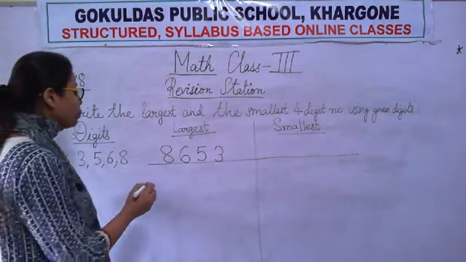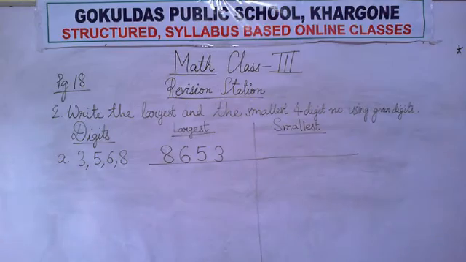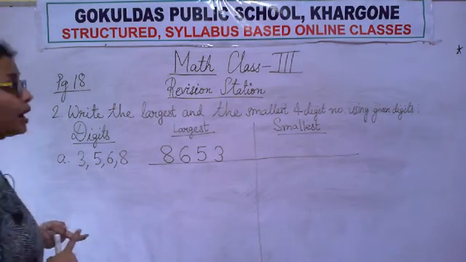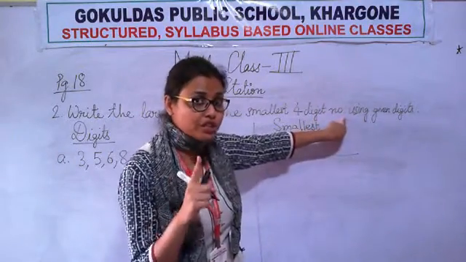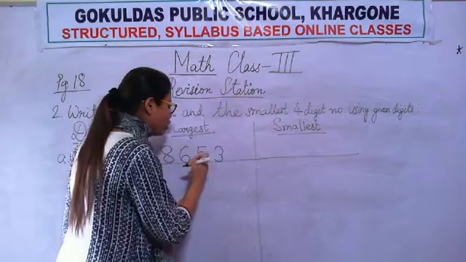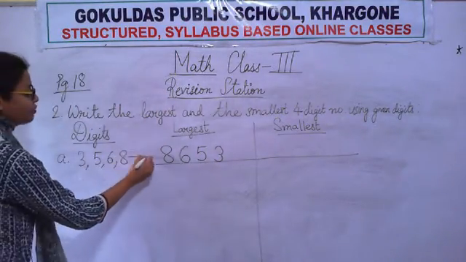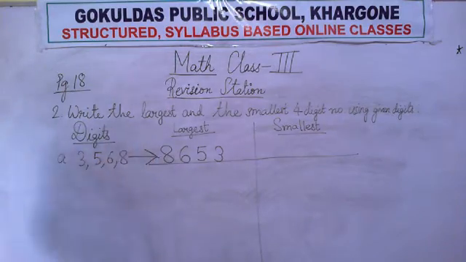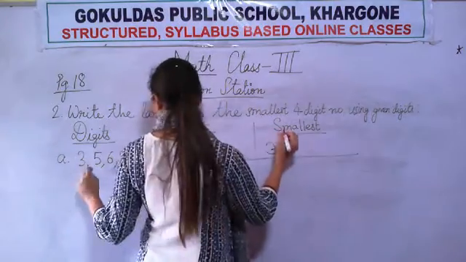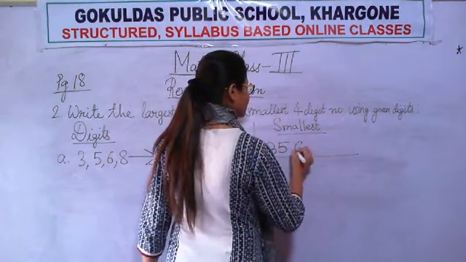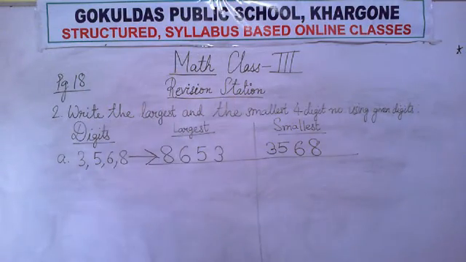So, we have formed the largest number, 8653. We will not put commas in between because we are not writing the digits. We are making it a number. We need to make a 4-digit number. That is why we are not putting commas in between. We are using the digits and forming the largest 4-digit number. Now smallest 4-digit number, yes, 3 is the smallest. Then of course 5. Then comes 6 and then 8. So we have also formed the smallest 4-digit number.